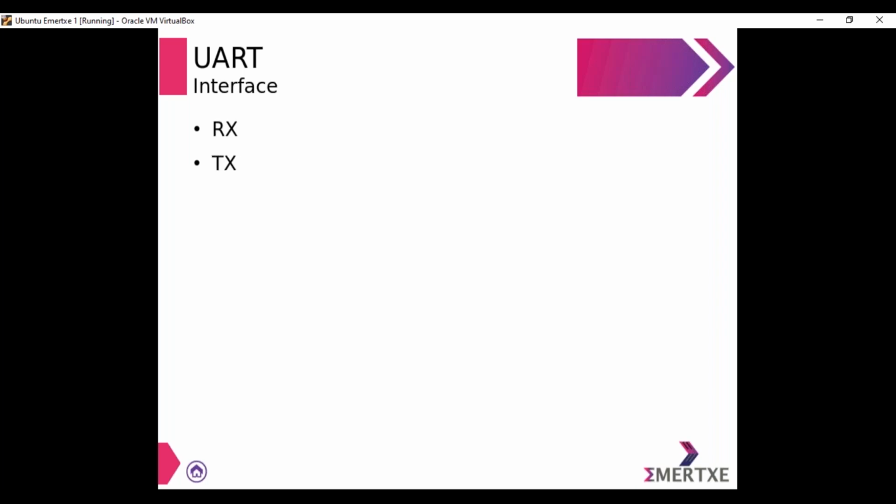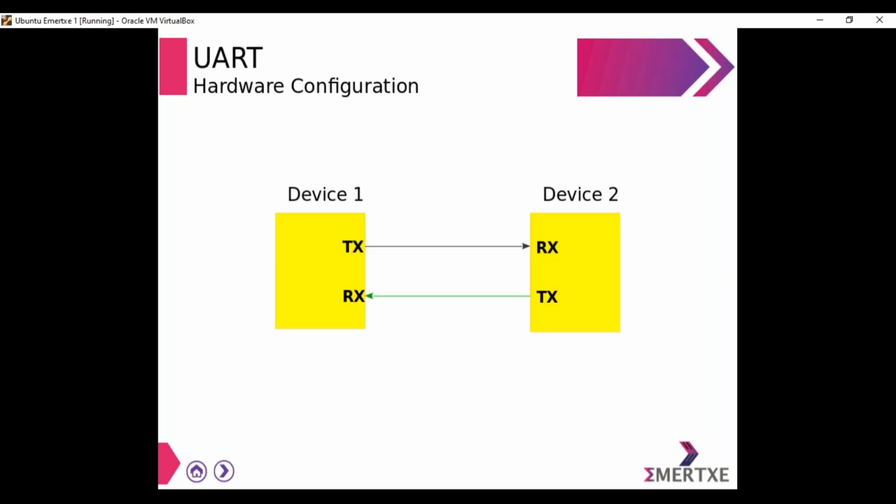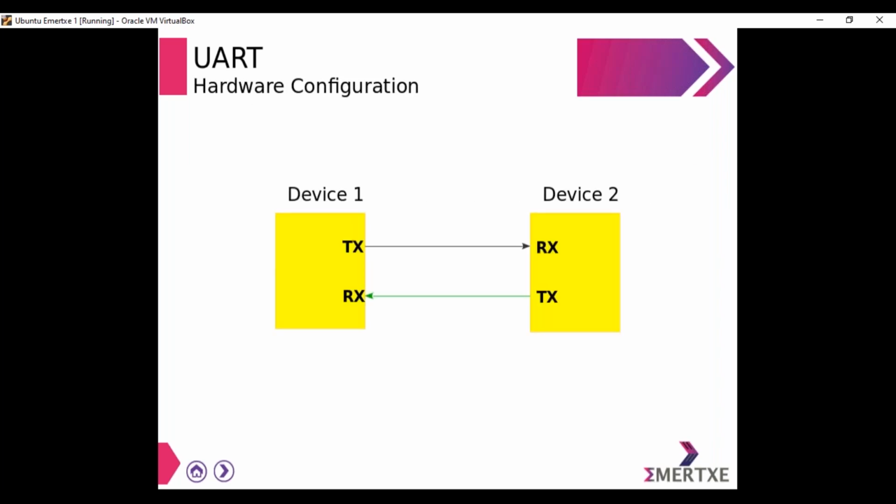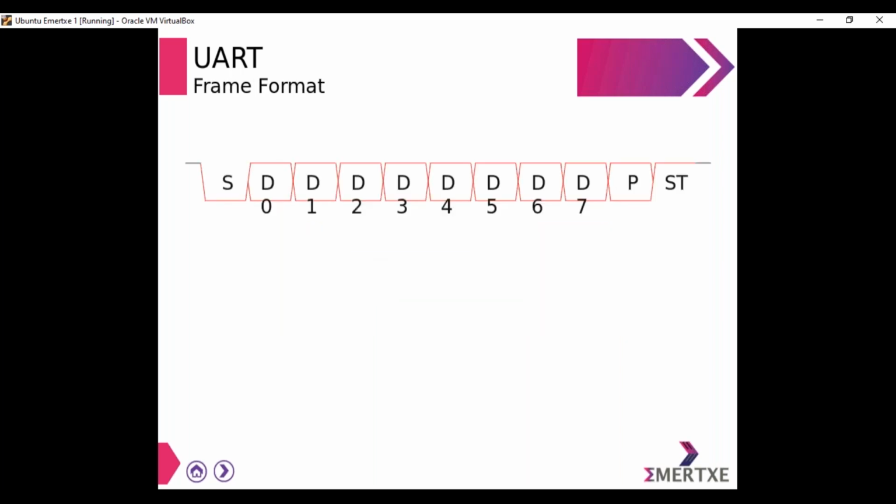Then the two lines which are used for the interfacing are transmitter and the receiver. So if it is a receiver in one device, it will be a transmitter on the other device. If it is a transmitter on one device, it will be a receiver on the other device. So we saw the hardware configuration. So between the two devices, if device one is transmitting, device two is receiving, and if device two is transmitting, device one is receiving. You have to observe the direction of the arrows as well. Then we saw the frame format of how exactly the data gets transmitted at the end.